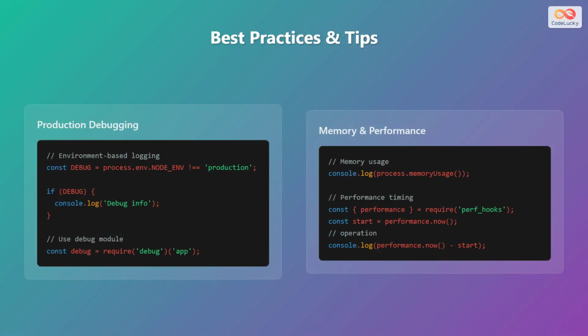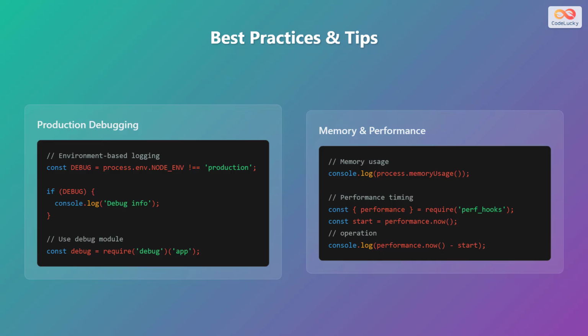Let's talk about some best practices and tips for debugging. On the left, we have production debugging. Use environment-based logging to avoid displaying debug information in production environments. You can check the NODE_ENV environment variable. Also, consider using the debug module for more fine-grained control over debugging output.